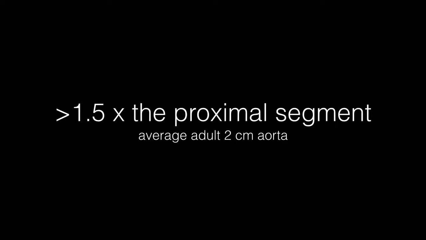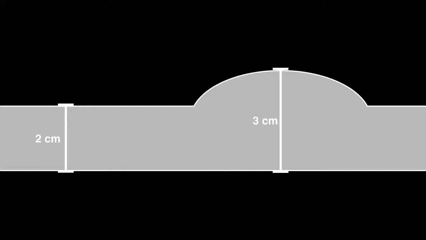However, the true definition is a vessel that is 1.5 times the proximal segment size for an aneurysmal dilation. The average adult aorta is 2 centimeters, which is where the 3 centimeter rule of thumb comes from. But the 1.5 times the proximal segment allows you to identify aneurysms of other blood vessels. The average abdominal aorta is 2 centimeters, so a dilation up to 3 centimeters would be greater than 1.5 times the proximal segment, meaning definition for aneurysm.